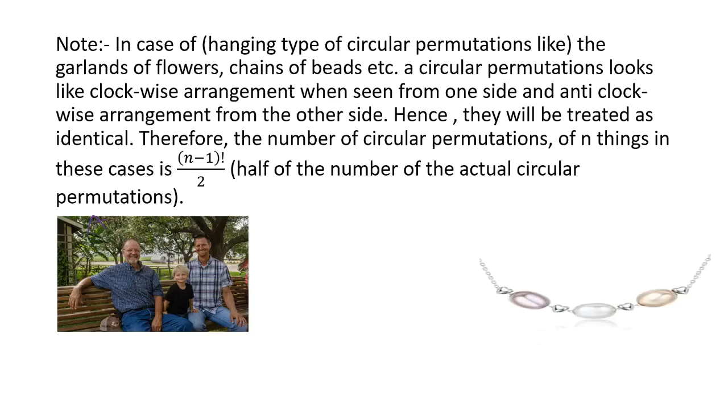In case of a garland of flowers or a chain of beads, we have to treat clockwise and anti-clockwise permutations as a single permutation. Therefore, the number of permutations here is going to be n minus 1 factorial upon 2. Why do we divide by 2? Because we are considering both clockwise and anti-clockwise arrangements as a single arrangement. If I want to interchange these two people, then I have to make a rearrangement.